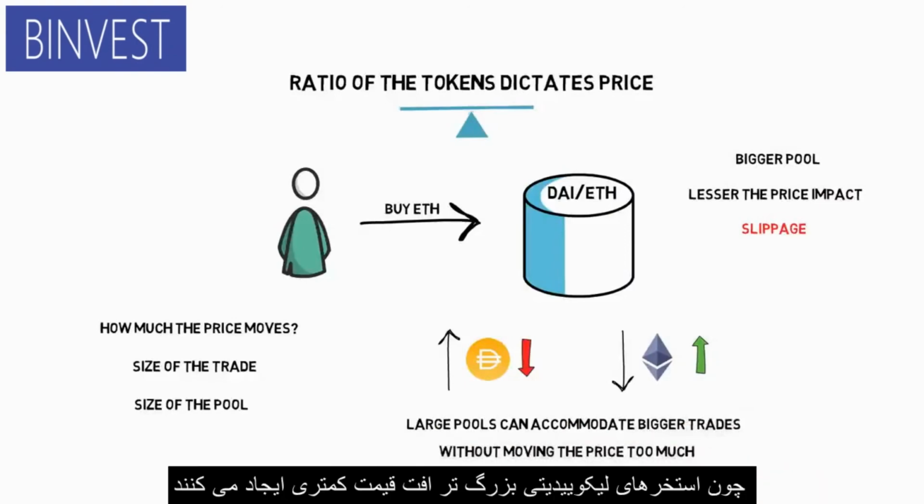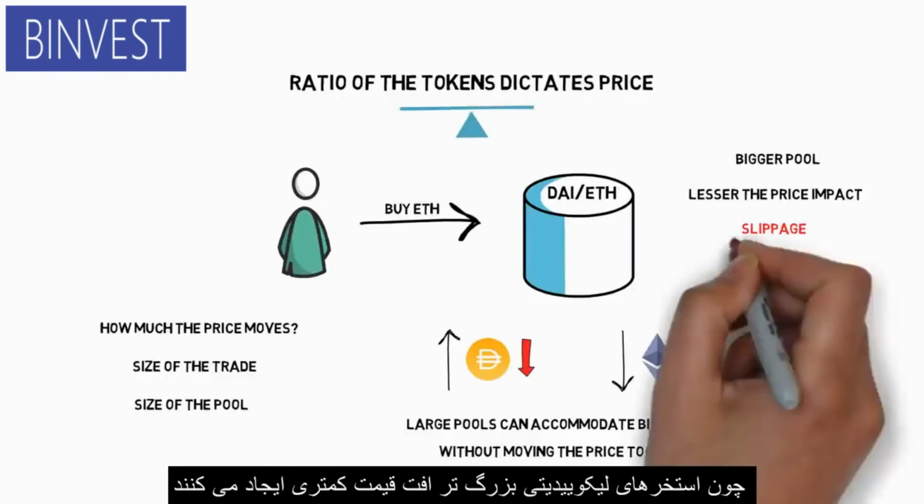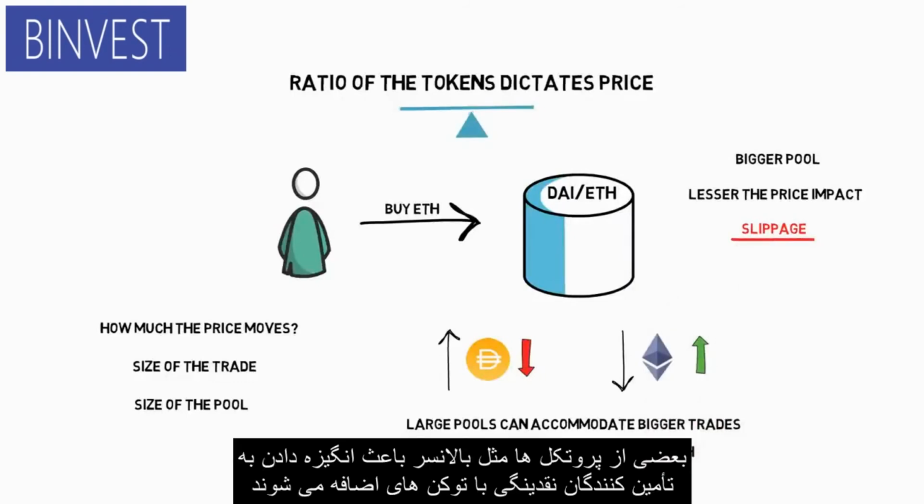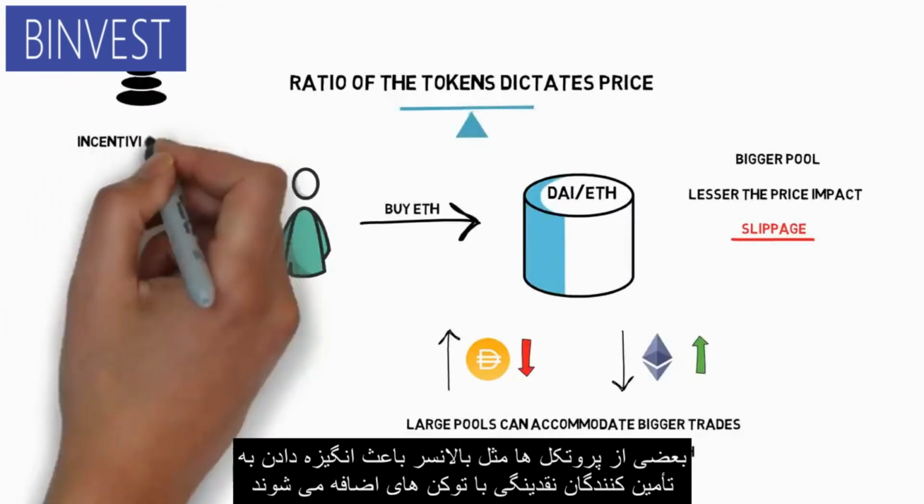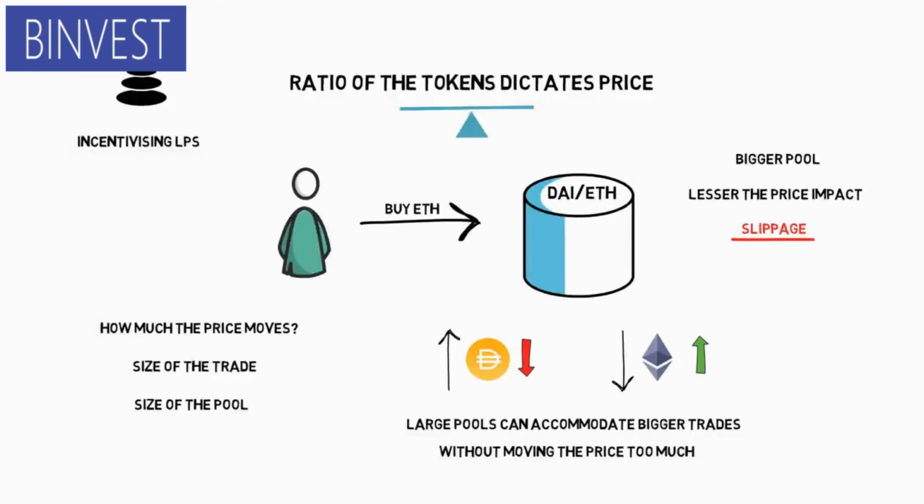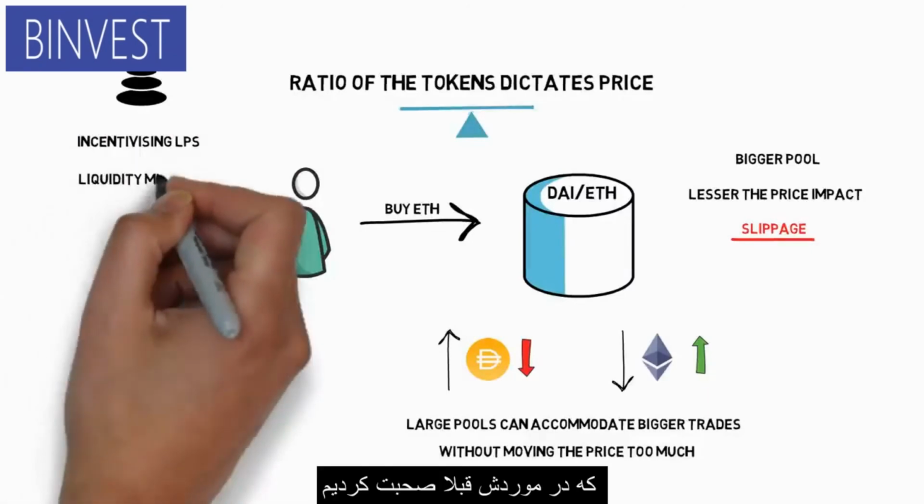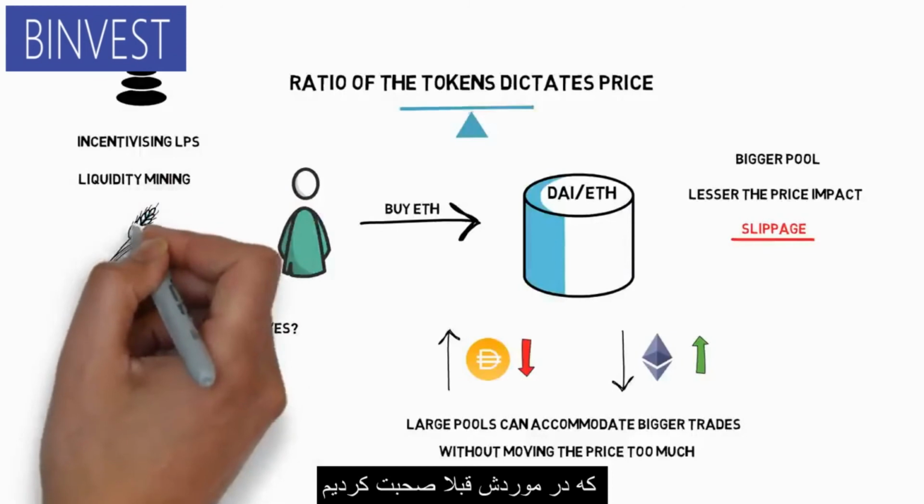Because larger liquidity pools create less slippage and result in a better trading experience, some protocols, like Balancer, started incentivizing liquidity providers with extra tokens for supplying liquidity to certain pools. This process is called liquidity mining, and we talked about it in our yield farming video.